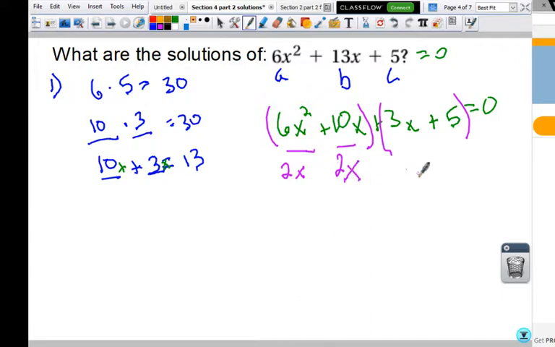Alright, how about my second parentheses? What goes into 3x and 5? Just a 1. Okay, so we're gonna take that out. I took out a 2x.